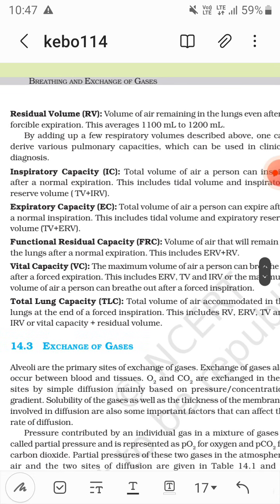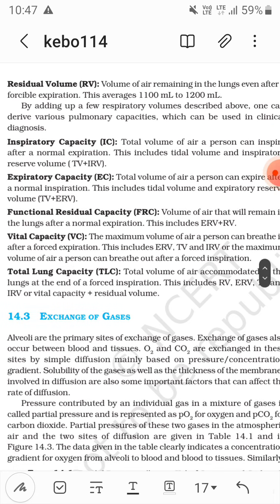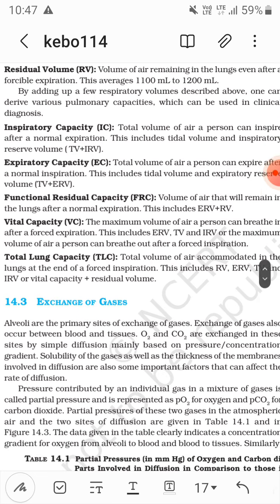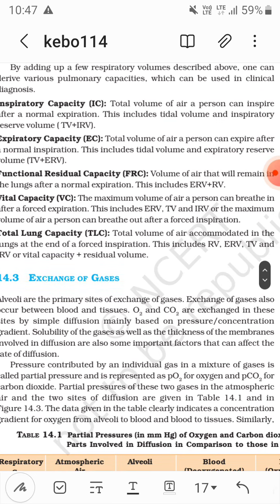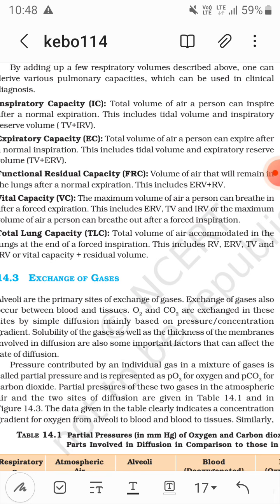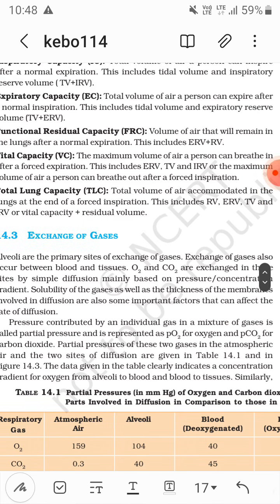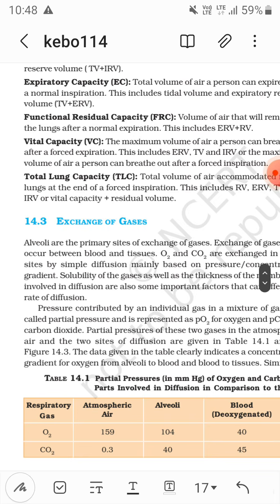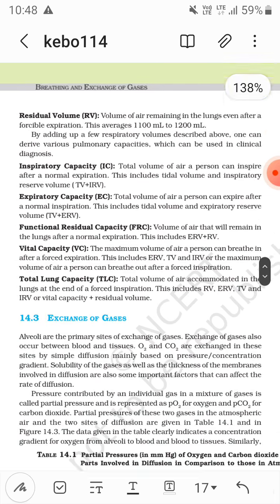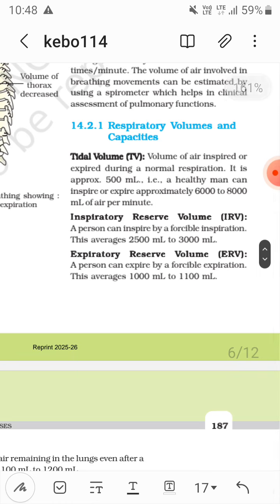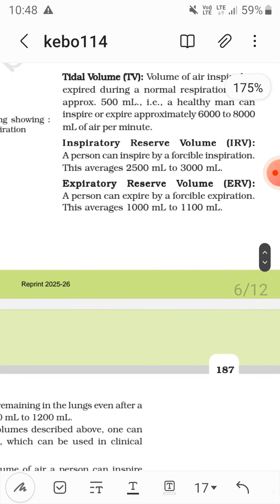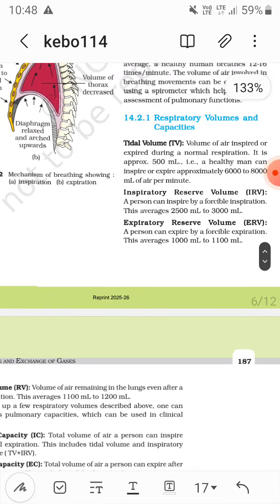Now, inspiratory capacity, IC, is tidal volume plus inspiratory reserve volume. Expiratory capacity is tidal volume plus ERV, expiratory reserve volume. Functional residual capacity, FRC, is ERV plus RV. Vital capacity is ERV plus TV plus IRV, excluding the residual volume. Total lung capacity, TLC, includes everything: RV, ERV, TV and IRV, or vital capacity plus residual volume. So this was it. Expiratory reserve volume is 1000 to 1100 ml.